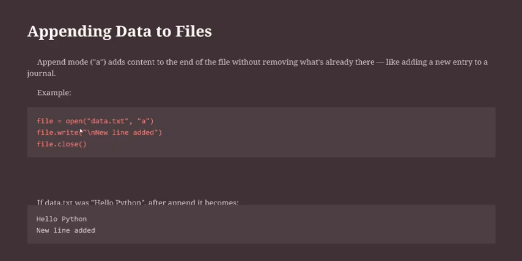file = open("data.txt", "a"), file.write("new line added"), file.close(). So this will be the output after execution. The previous content remains unchanged, only new data is added at the end. Okay, so let's move forward.